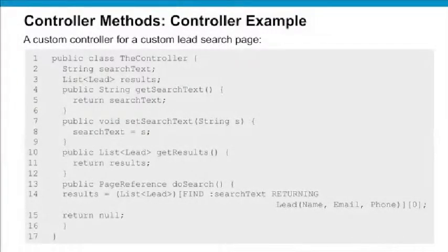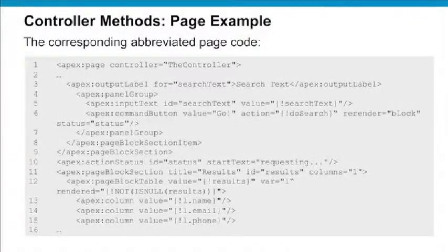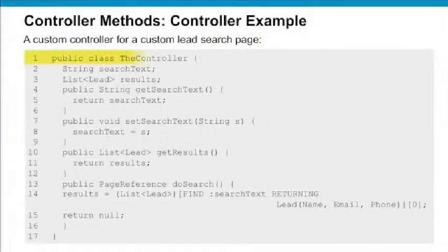So let's take a look at a more complex example of a controller interacting with a page. Okay? So just so you know, here is the page. You'll notice that the page has this reference to the controller. And here's my controller, which is an Apex class over here. Okay? All right, so let's walk through this.